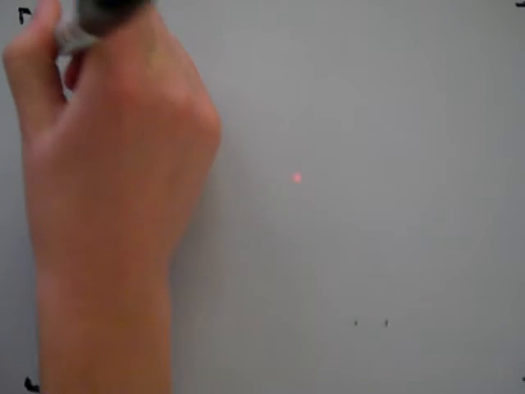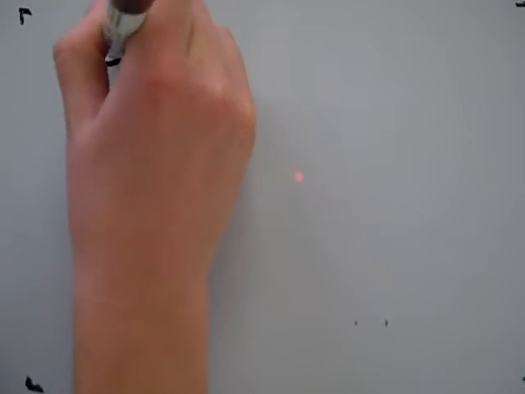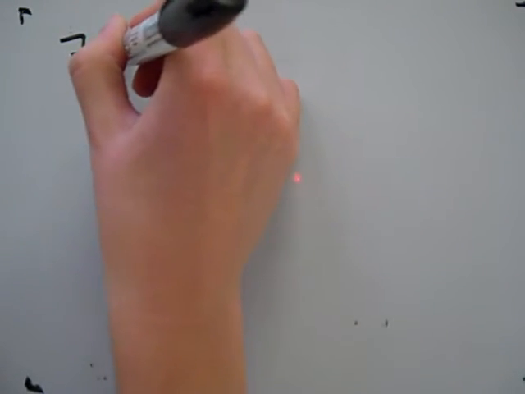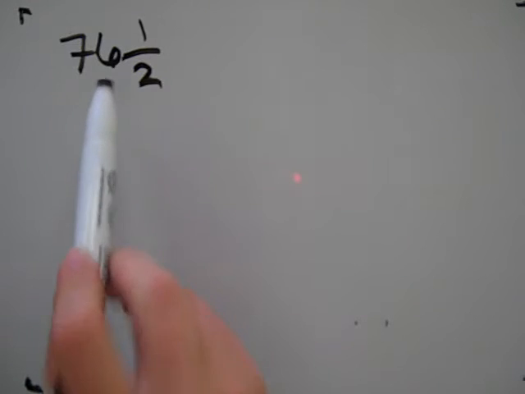The first example we're going to look at is 76 and 1/2. Now what's different about this is it's a mixed number. So there's two ways we can do it. We can either leave the 76 and just do the division on the fraction, or we can turn the whole thing into an improper fraction and then do our division.